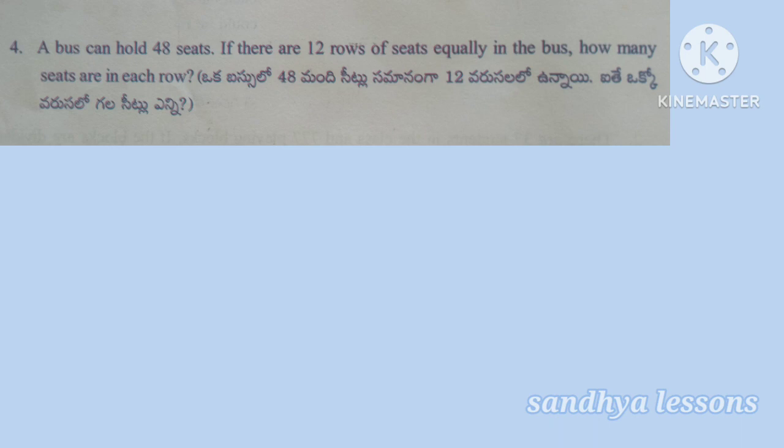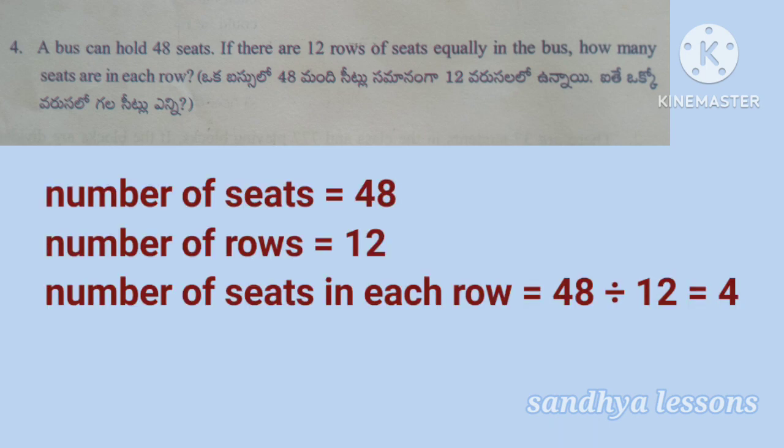Fourth problem. A bus can hold 48 seats. If there are 12 rows of seats equally in the bus, how many seats are in each row? Solution. Number of seats is equal to 48. Number of rows is equal to 12. Number of seats in each row. We can get this by dividing number of seats by number of rows. That is 48 divided by 12. That is equal to 4. Number of seats in each row is equal to 4.